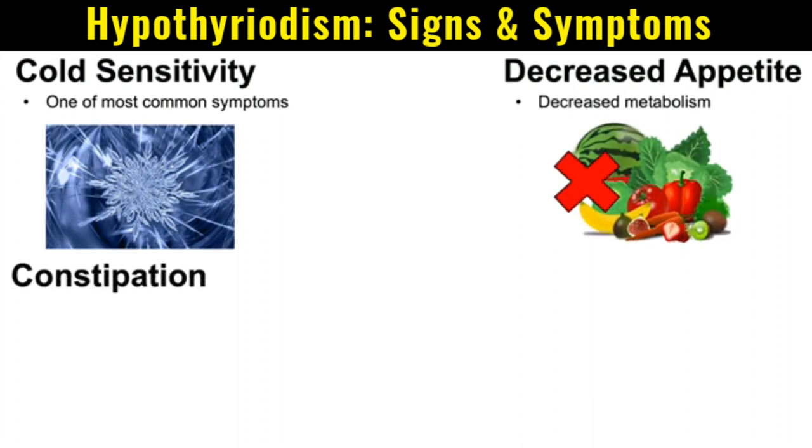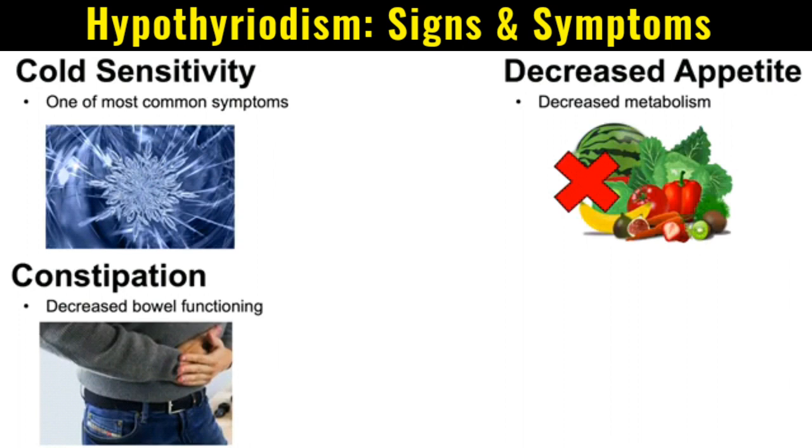We're also going to see issues with constipation. This is due to decreased bowel functioning. You can think of it being categorized as decreased metabolism. If there's a decreased appetite, there's oftentimes going to be decreased bowel movements and bowel functioning. We can also think of it as the movement component. There's going to be less movement, and you can think of it as movement within the GI tract, or the gastrointestinal tract. So we're going to have issues with constipation in hypothyroidism.